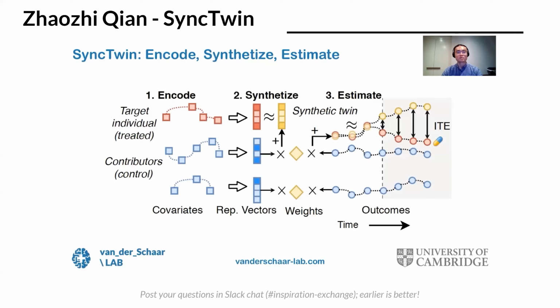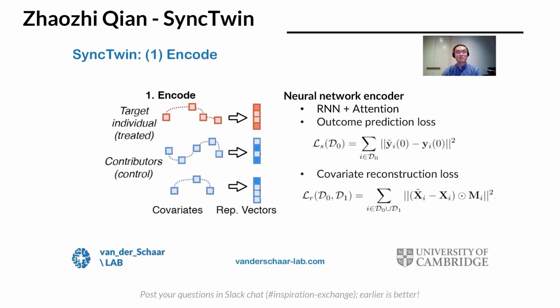SyncTwin consists of 3 steps: encode, synthesize, and estimate. In the encoding step, a neural network encoder translates the longitudinal covariates before the treatment into a representation vector. The representation is learned to satisfy 2 requirements. First, it can predict the outcomes with a linear model. And secondly, it can reconstruct the covariates given a suitable decoder.